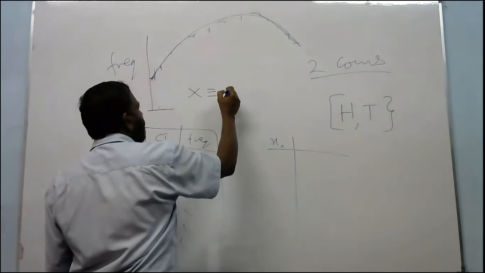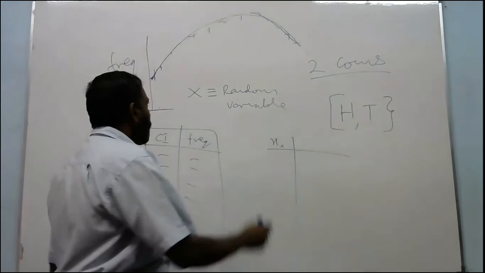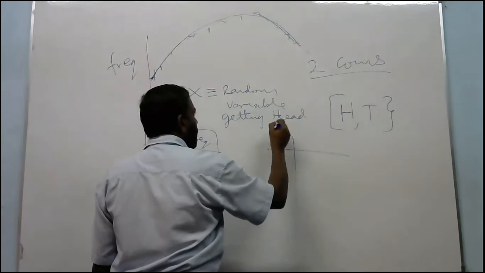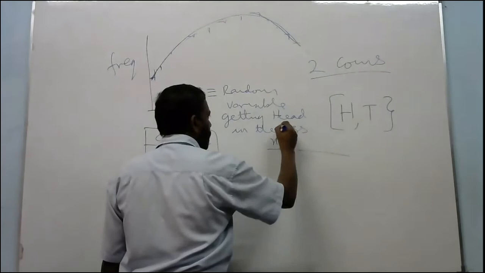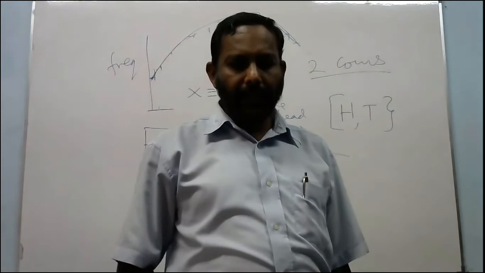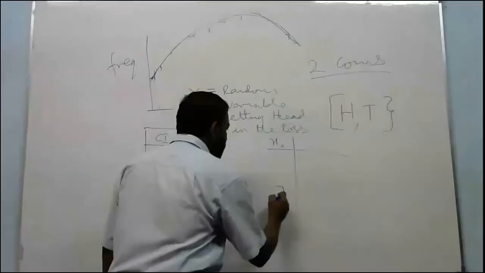X is a random variable, we are getting head in the toss. Now tell me, what are the possibilities in getting heads? How many heads are possible? Possible number of heads: 2 times. 2 times is possible.